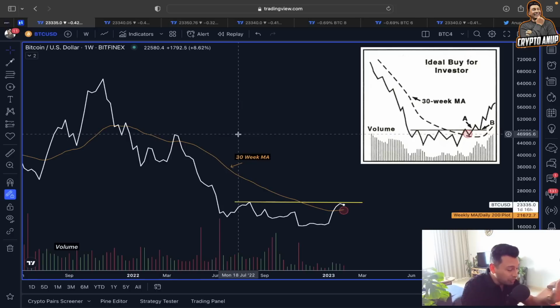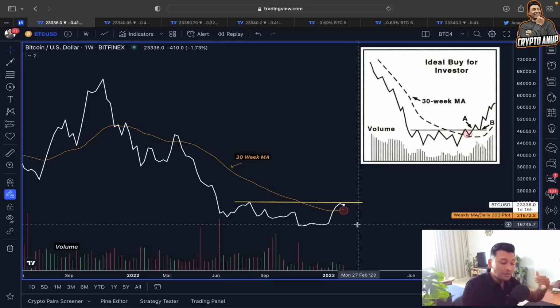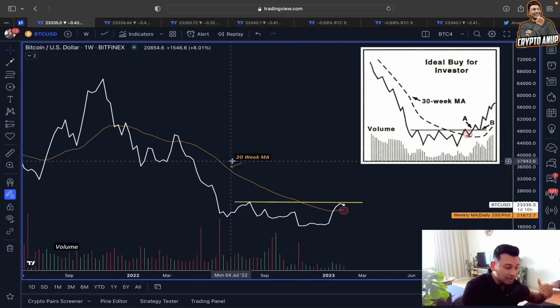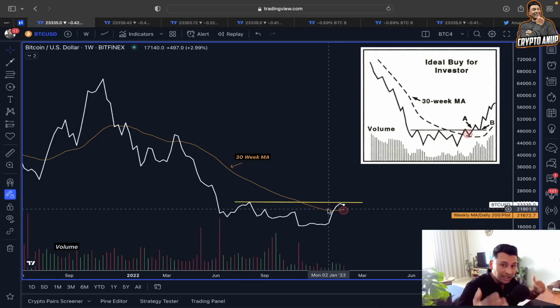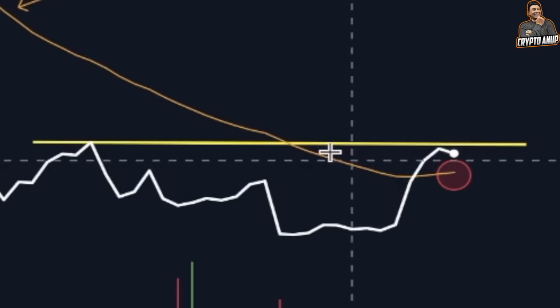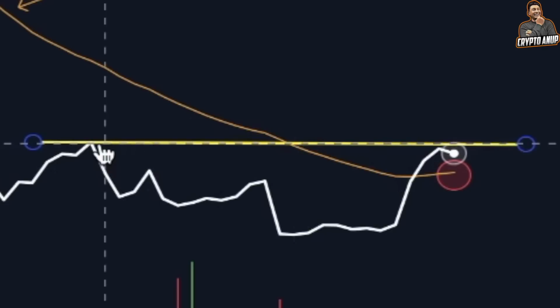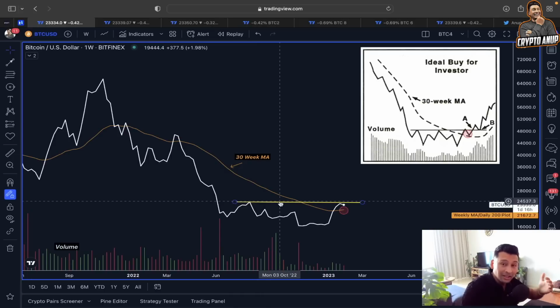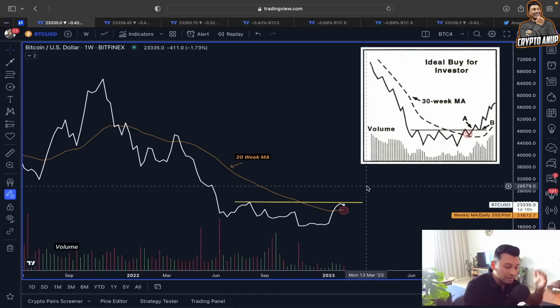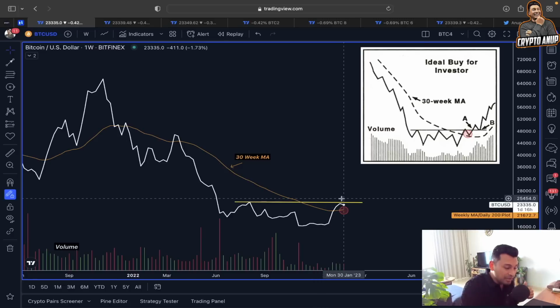So according to this weekly chart, we can see, according to the Stan Weinstein ideal buy for investor theory, once the price breaks out of this downtrend and also breaks above this 30-week moving average, it usually gets attracted towards the area of confluence. So in our case, this here, around 24,000 was definitely the area of confluence, but we said the 24,500 to 25,000 range, but in our case it came only around 24,400, I guess. And now we are seeing this weakness.